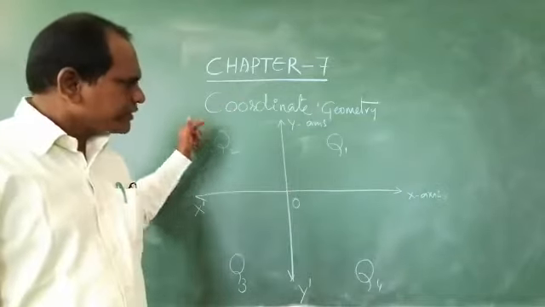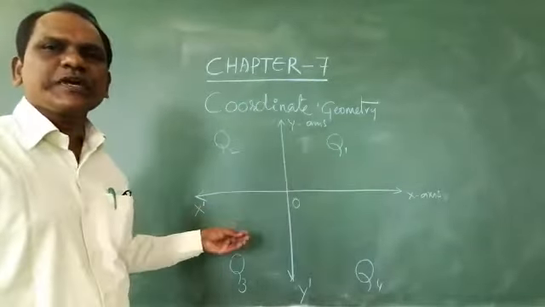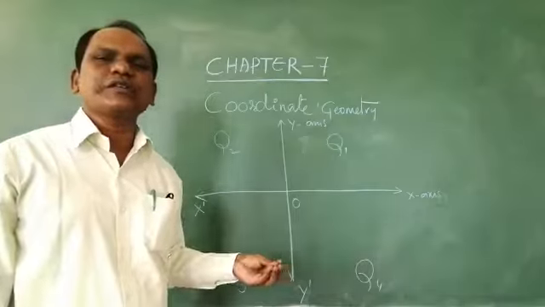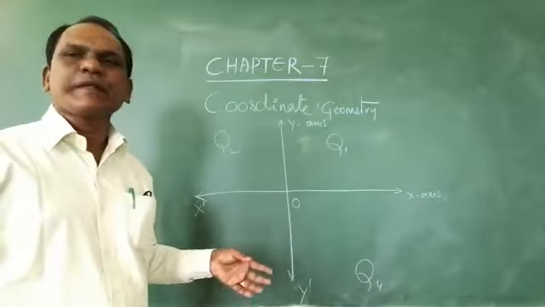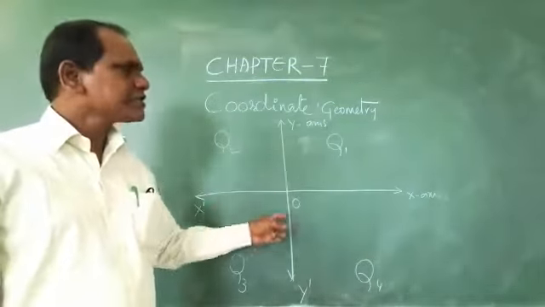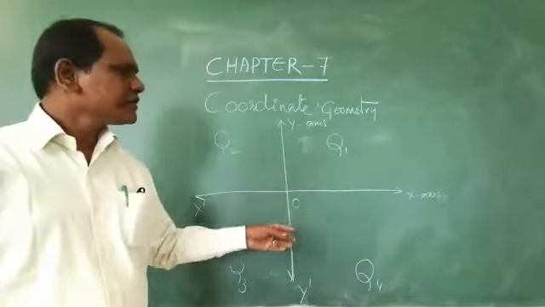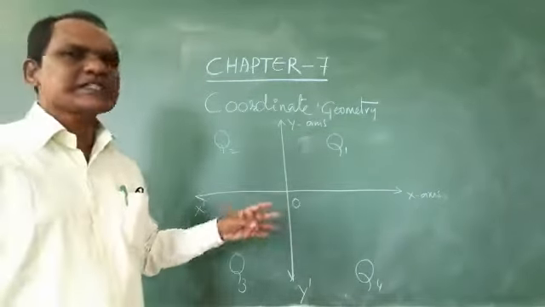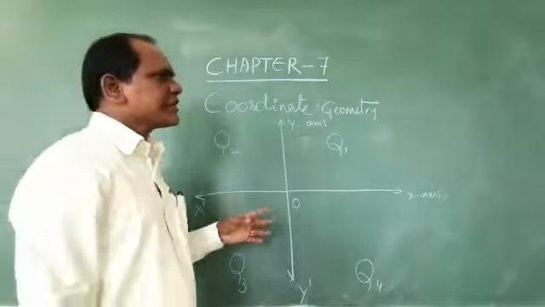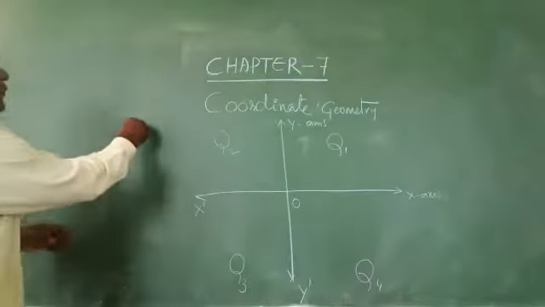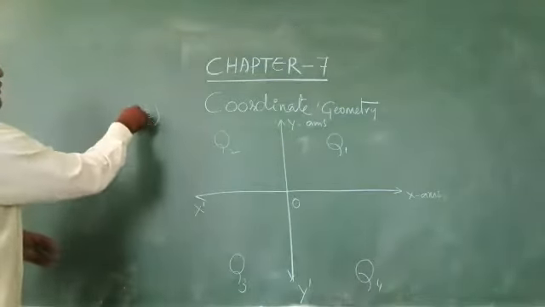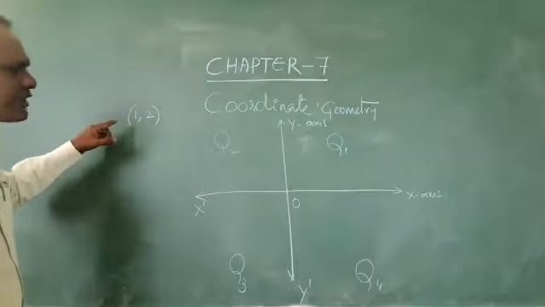In these four quadrants, we have to locate the points. How do we find the position of a point using these coordinate axes? Suppose I take four examples. The first example is (1, 2).